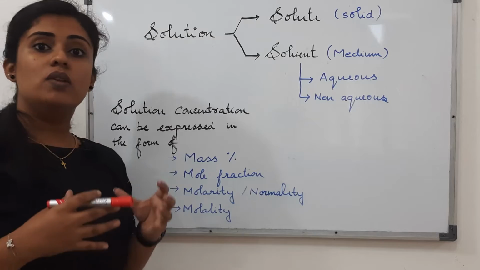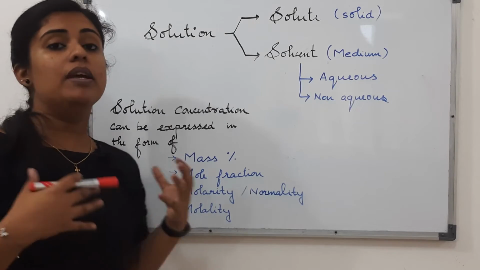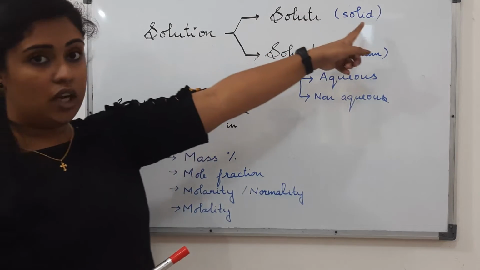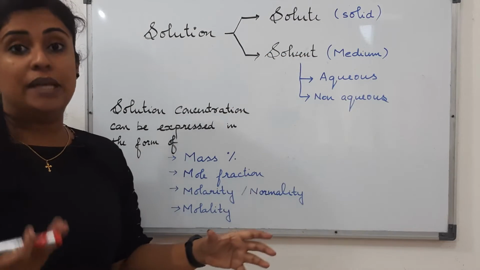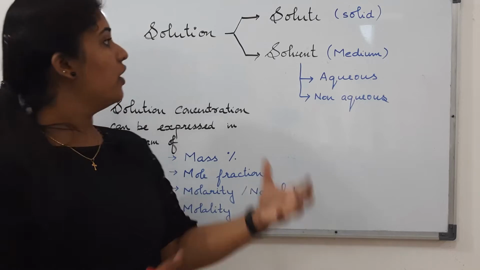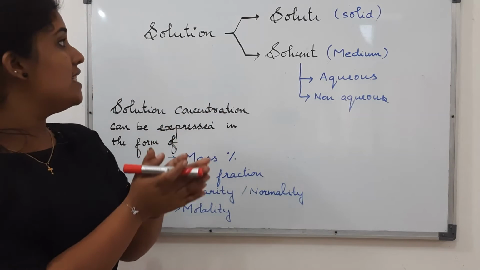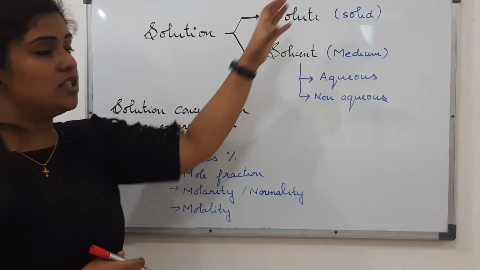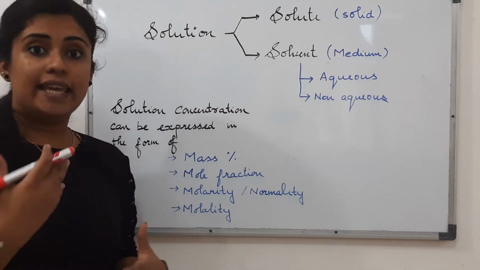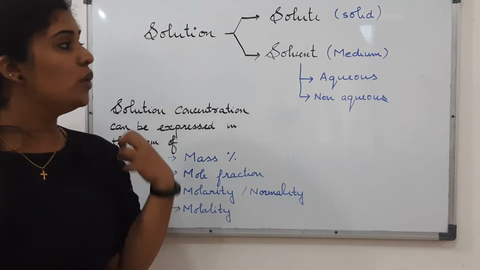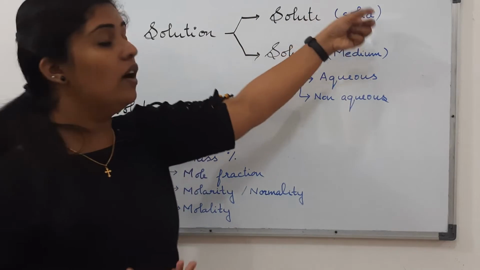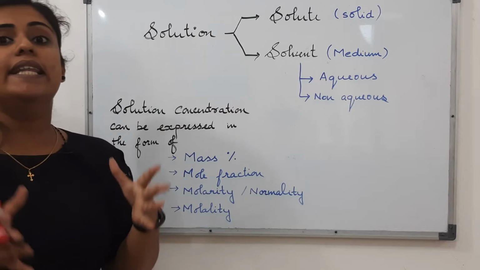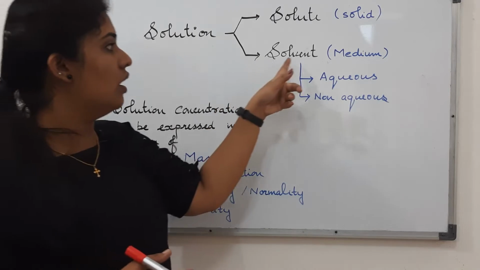Now the solution that I prepare will be composed of two major components. The first component is the substance or the material that I use for making the solution, and that is termed a solute. It is the solute particles in solution, which is the solid material. And the second thing is you need a medium in which the substance can be dissolved so as to form my solution, and this medium is termed a solvent.